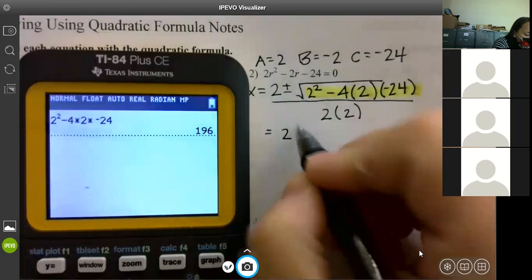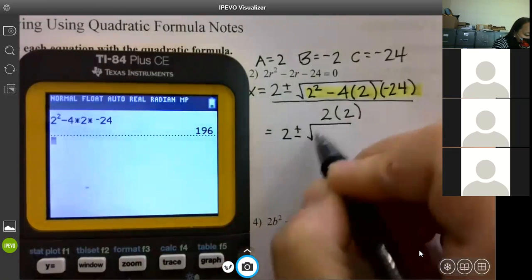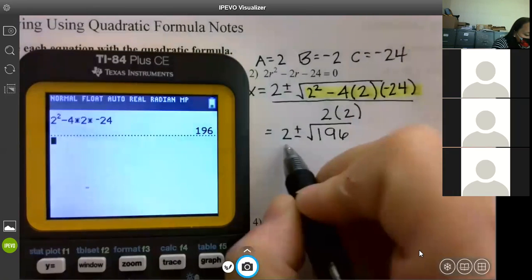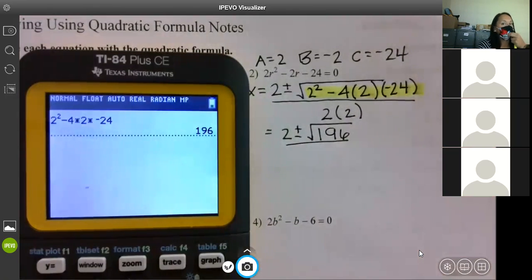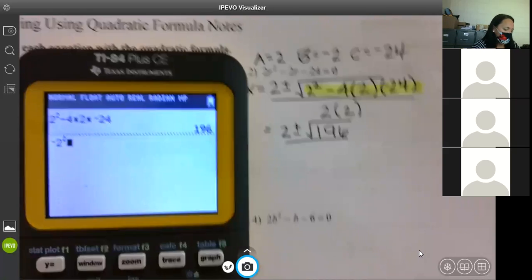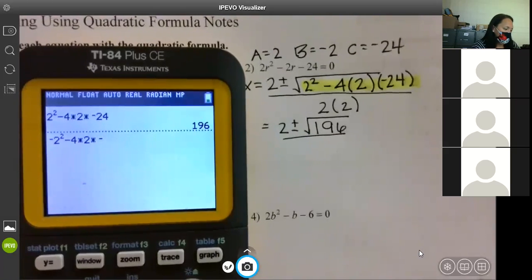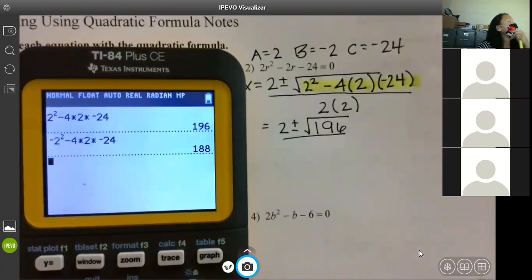Miss Jones. Yes. Is the b under the square root, that 2 squared, is that supposed to be negative? No, and I just explained that. I never put the negative under there because you guys will screw it up, because this is what you'll do in your calculator. What happened? It's not right, is it?